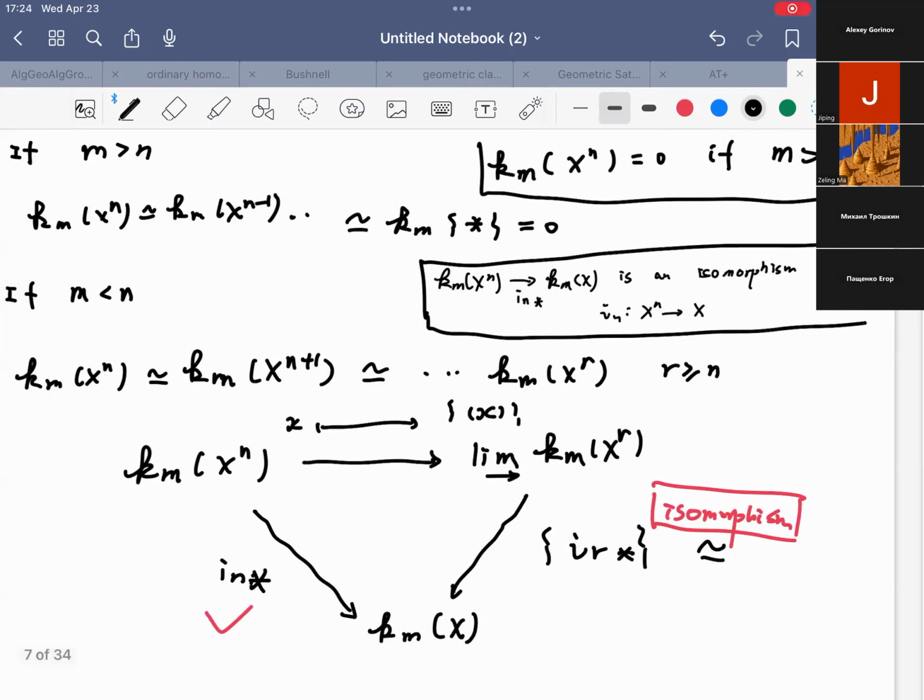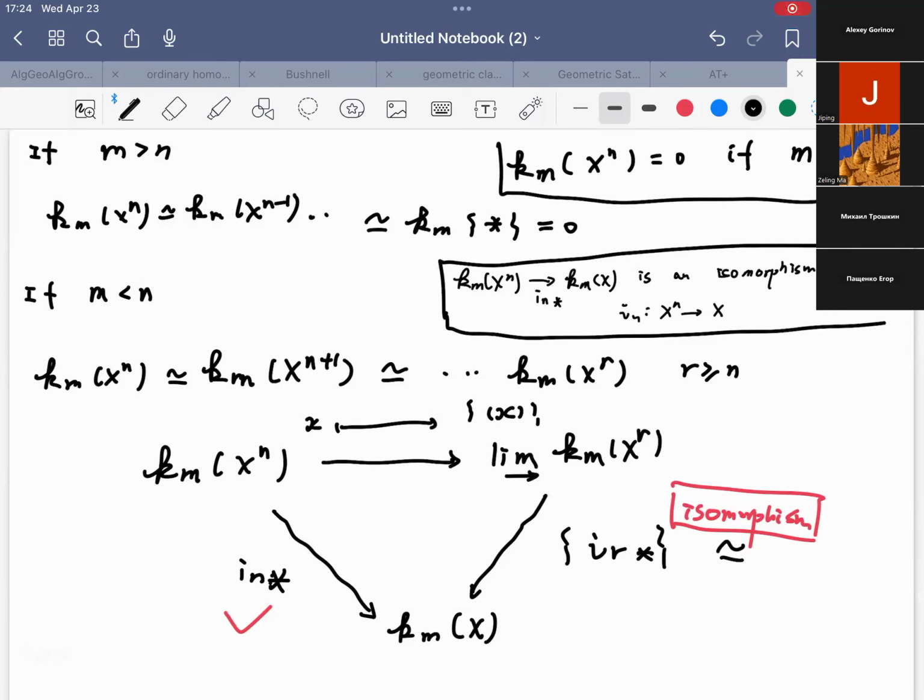Very well. So yes, let's first do the easy case and then the more complicated one.